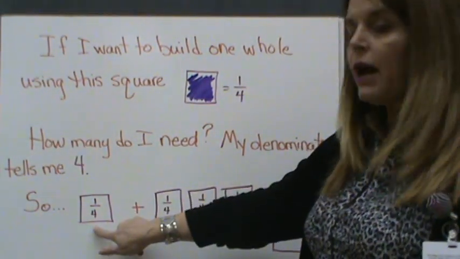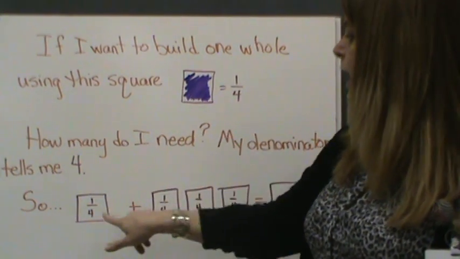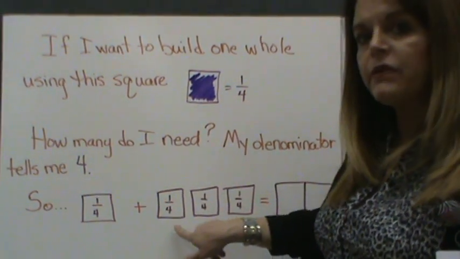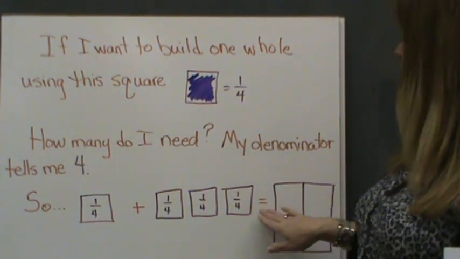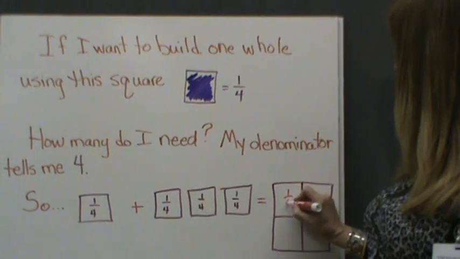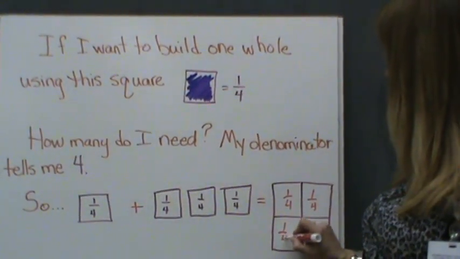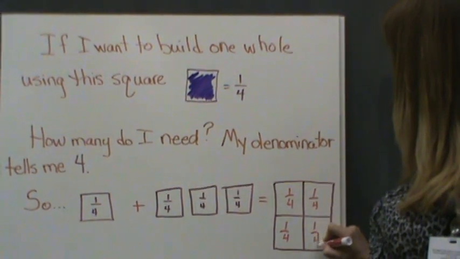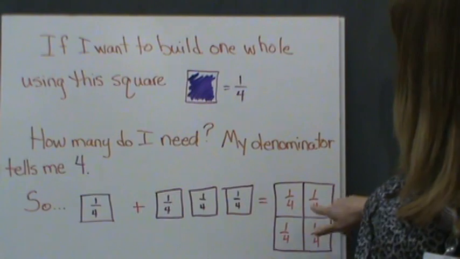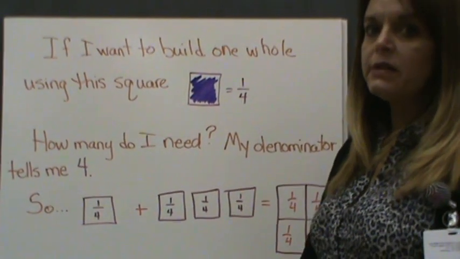So, if I have 1/4, this square, and I add 3 more, the same size and the same shape, then I equal the whole. And you'll see that there's one of the fourths, there's one of the fourths, there's a fourth, and there's a fourth. So I have 4 of those, 1, 2, 3, 4, that are the same size and the same shape.